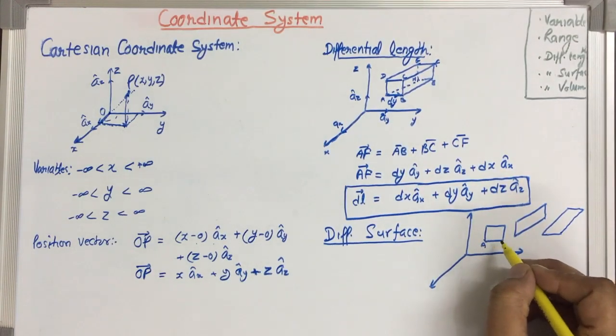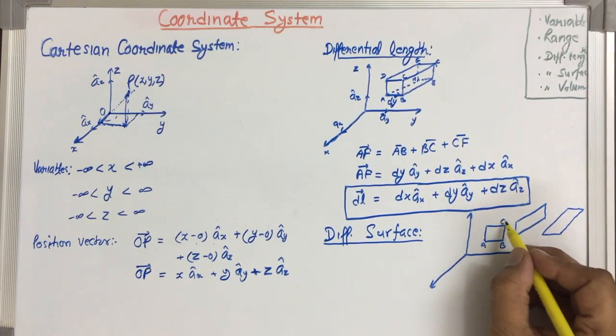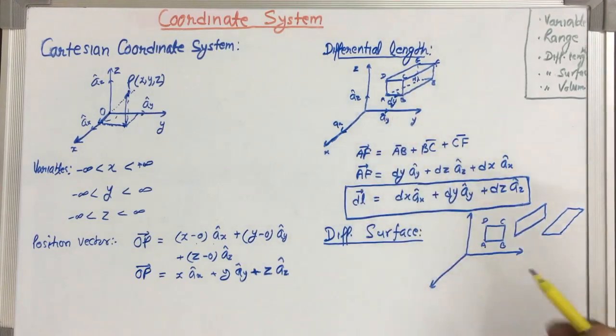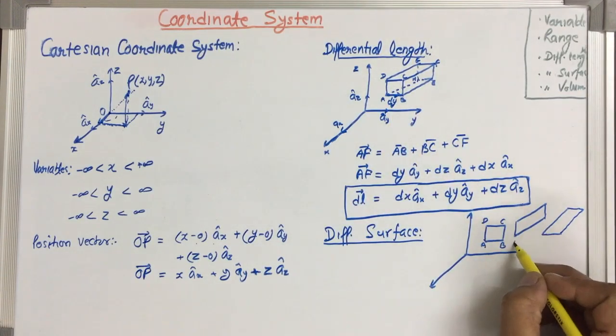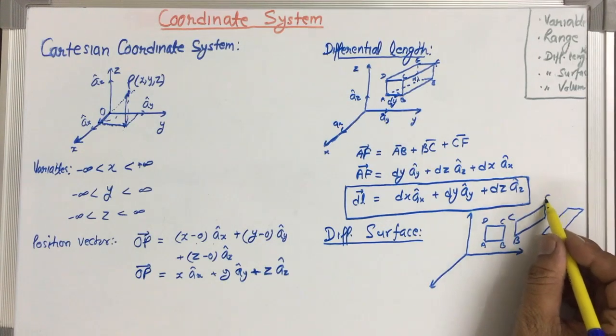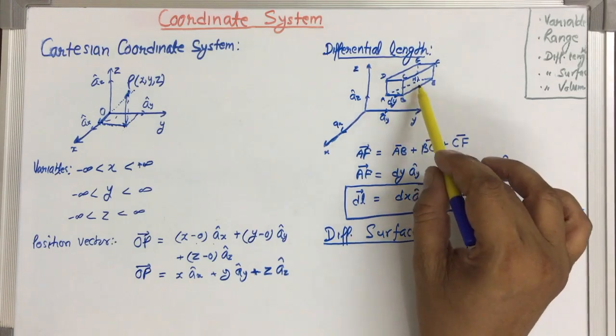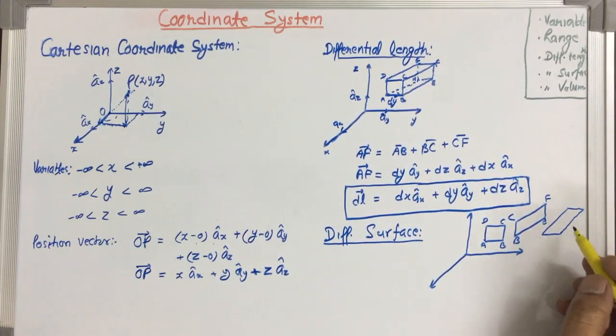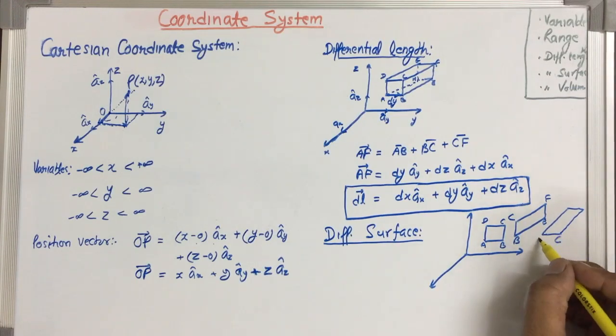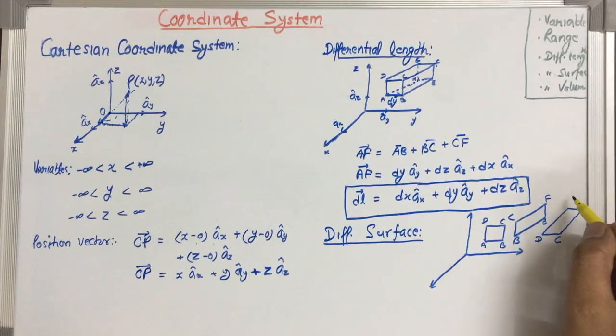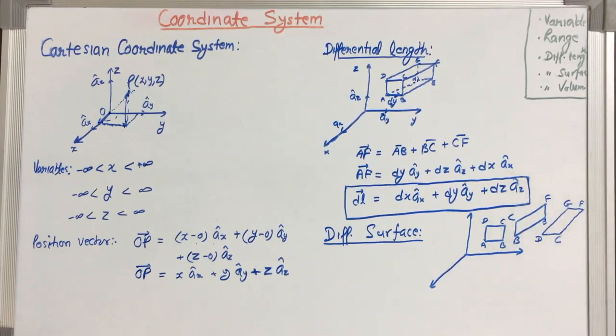This one is A, B, C, D, this surface, and this one is B, C, F, E, this surface, and this is the top surface. You can take anyone, but for consideration now we are taking C, D, G, F, these three, and another three are just another side of the cuboid. So there are six surfaces.